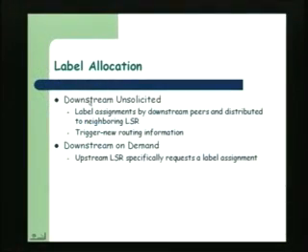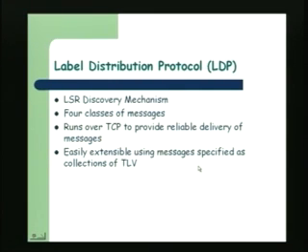Now, for unsolicited label allocation, the trigger will normally be new routing updates or any topological changes or routing information. On the other hand, on demand label allocation can proceed when a node requests the allocation of a label. So, as we have discussed here, for downstream unsolicited label allocation, the trigger is new routing information, and for downstream on demand, it is the upstream label switch router which specifically requests a label assignment, and then the corresponding downstream routers will assign a label.